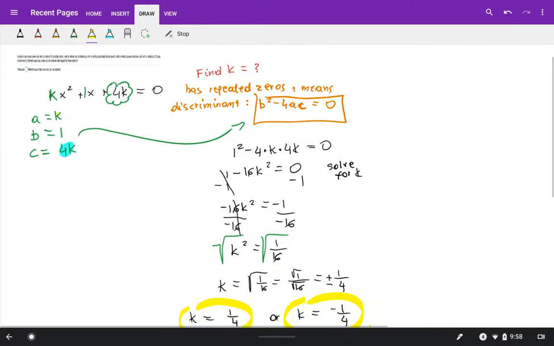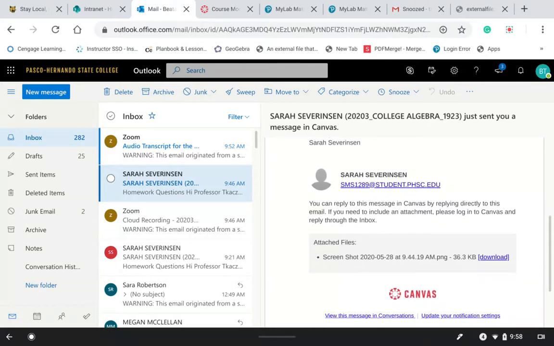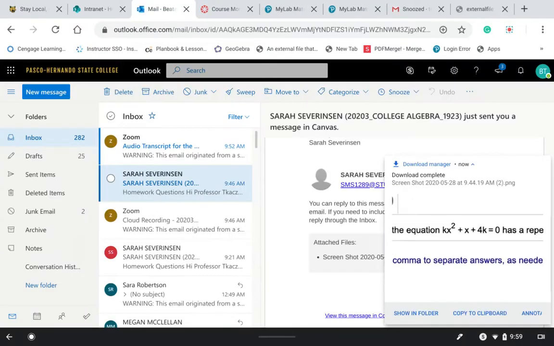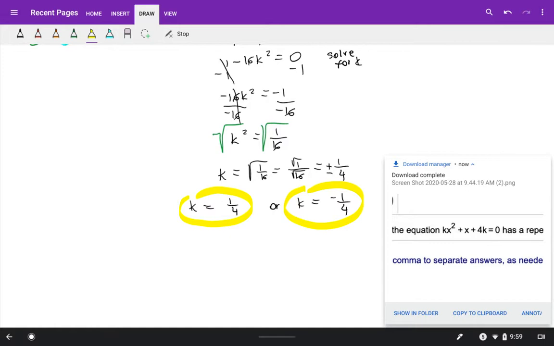So again, I went back to this problem. Where is that email? So when you have to find k, you have the equation kx squared plus x plus 4k equals 0. And like you see, to enter them in my MATLAB, you're going to have two solutions. That's how you're going to enter them.